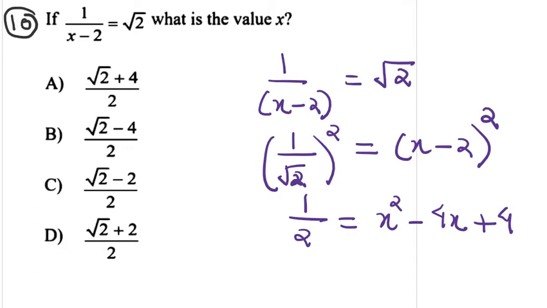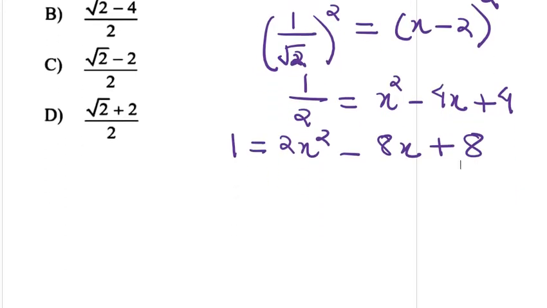Now from here you can find the value of x. So 1 is equal to 2x square minus 8x plus 8. I think we can make it a little bit shorter probably, but not a problem. Let's try and find out from here only. So 0 is equal to 2x square minus 8x plus 7.